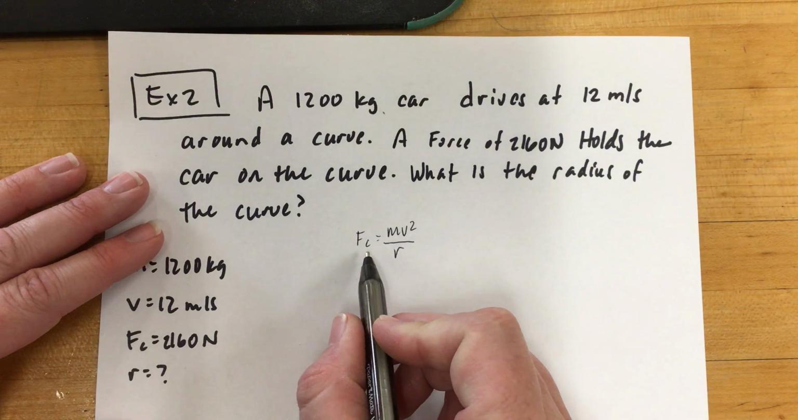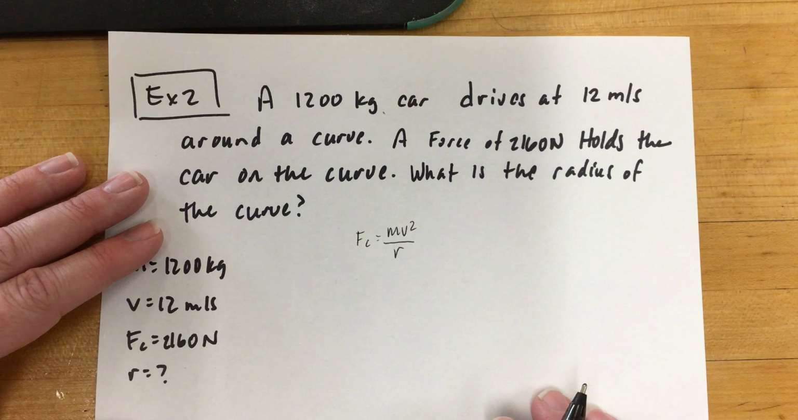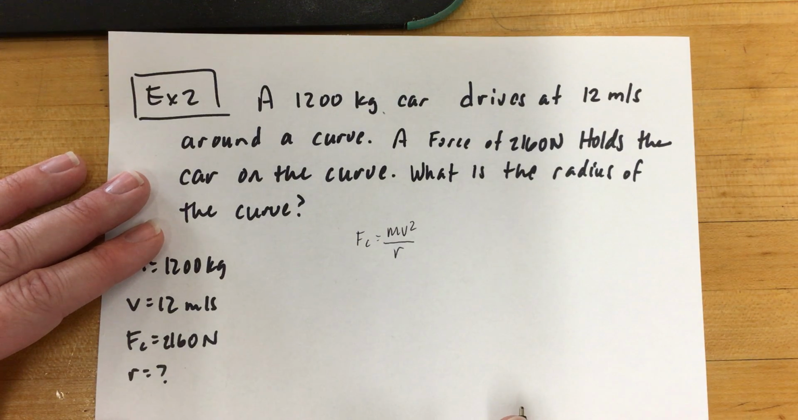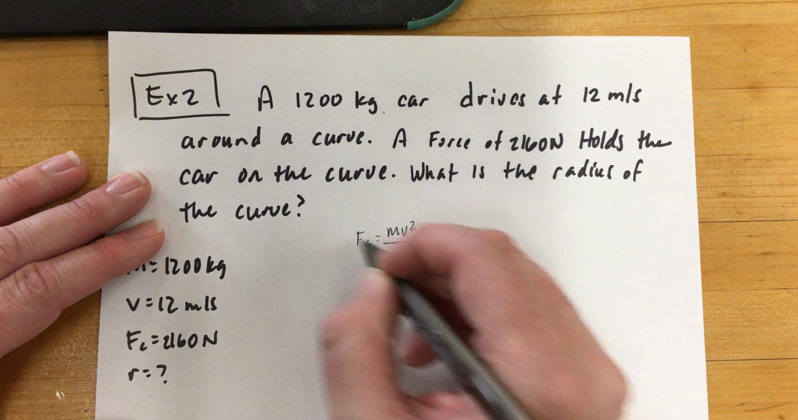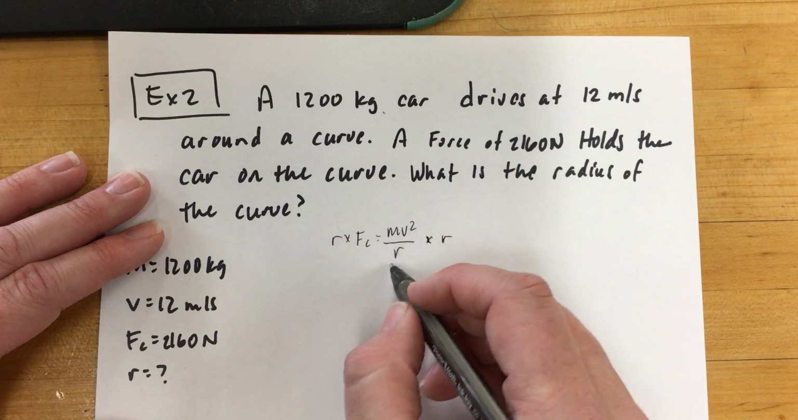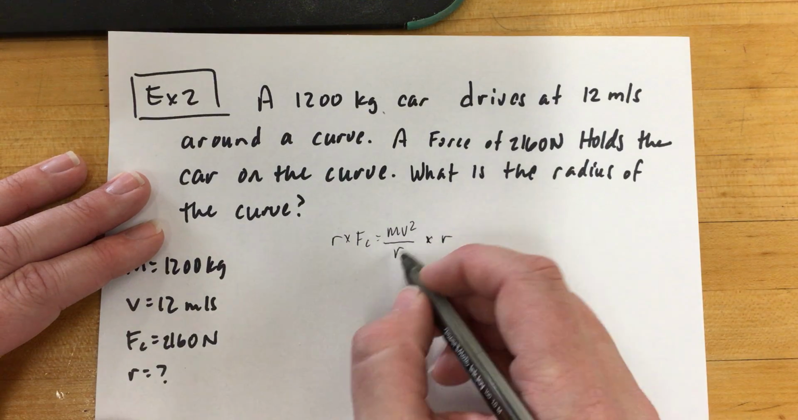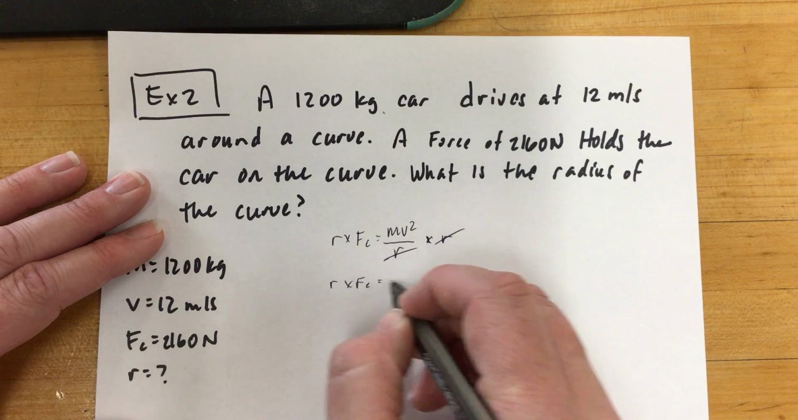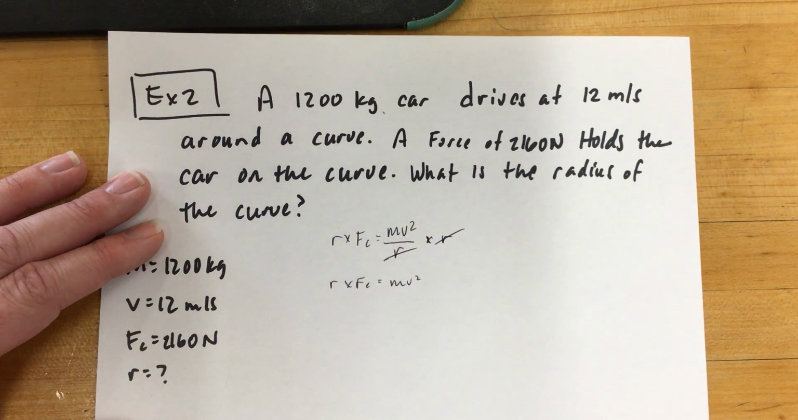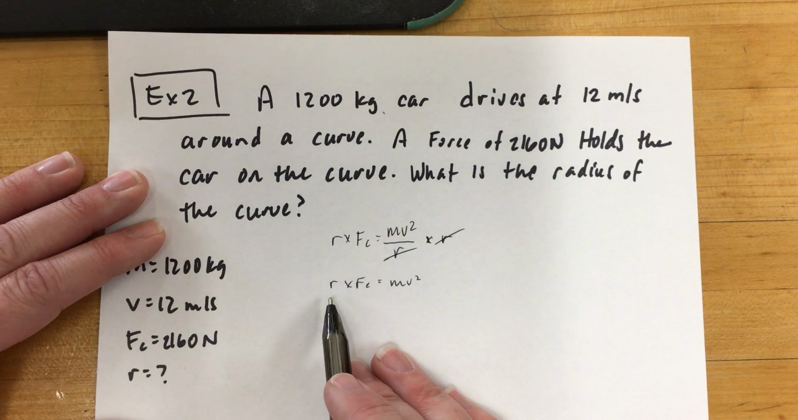We have the equation that Fc equals mv squared over r, and so we need to get r by itself. It can't be on the bottom. So since they're dividing by r right now, the first thing we need to do is multiply by r. If you take anything divided by something and then multiply by it, it cancels it out. So I have r times Fc equals mv squared. I'm still trying to solve for r, but now it's up top, so that's helpful.